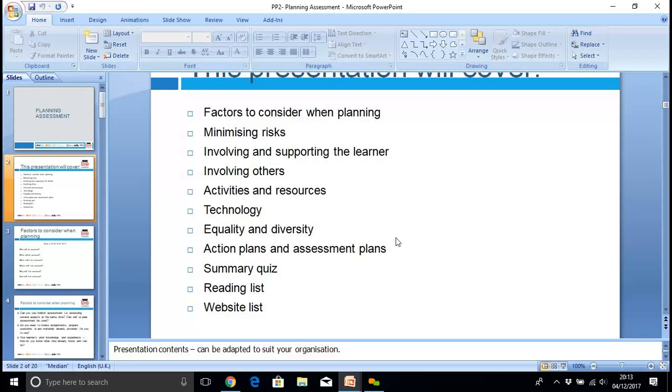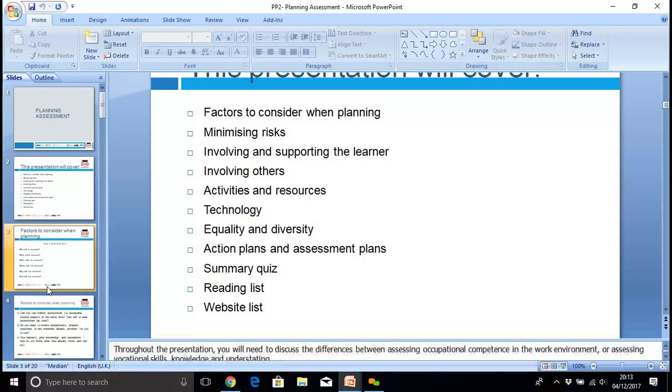At the end of an assessment, there'll be an action plan for further work or further assessment processes when they need to take place. At the end of this, there'll be a summary quiz, a reading list and a website list of what you need to know.